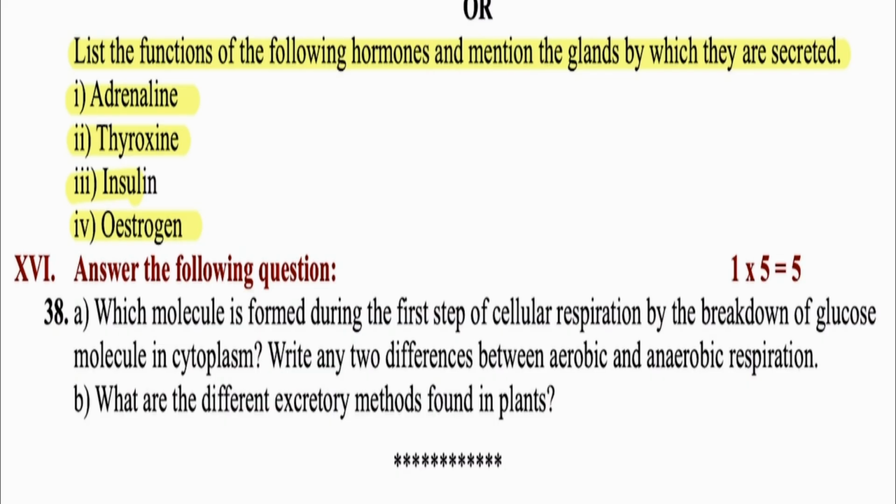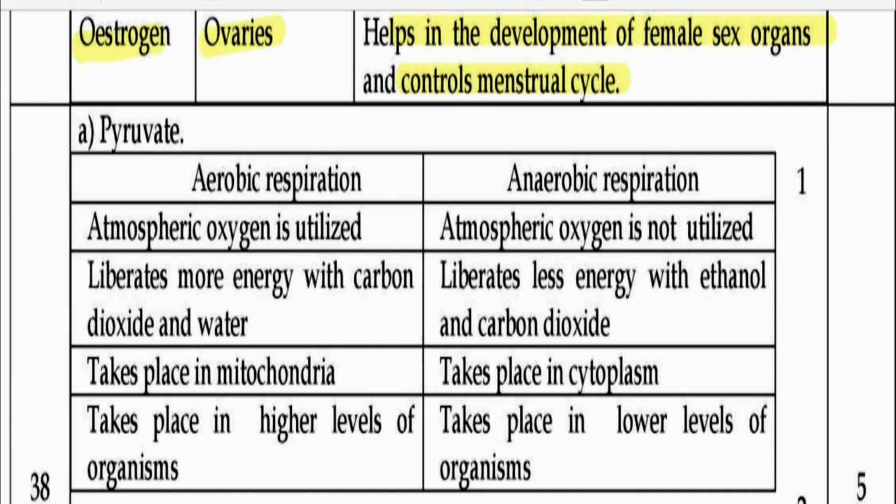Last main, answer the following questions. Question number 38. A. Which molecule is formed during the first step of cellular respiration by breaking down of the glucose molecule in the cytoplasm? Write any two differences between aerobic and anaerobic respiration. The molecule formed is pyruvate, and now the differences between aerobic and anaerobic respiration.